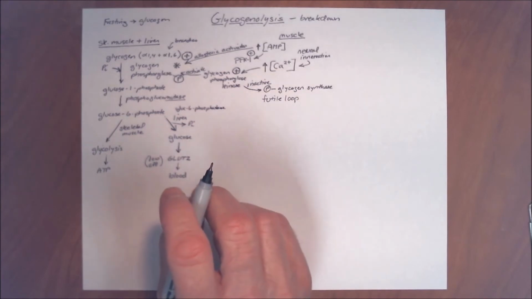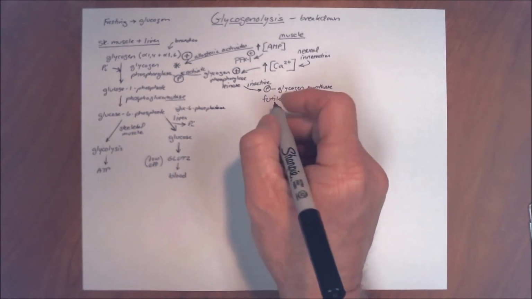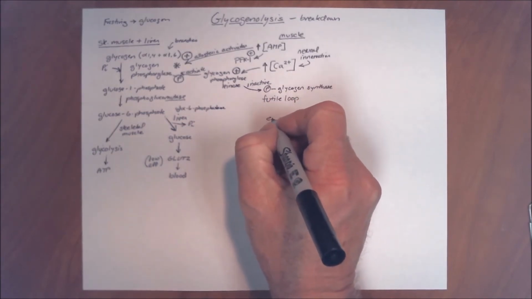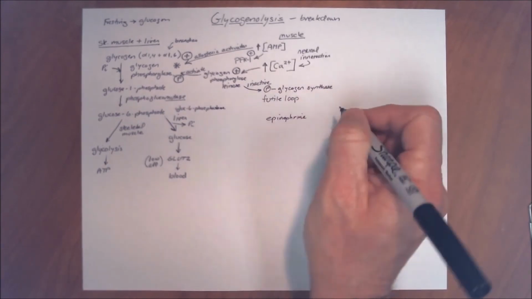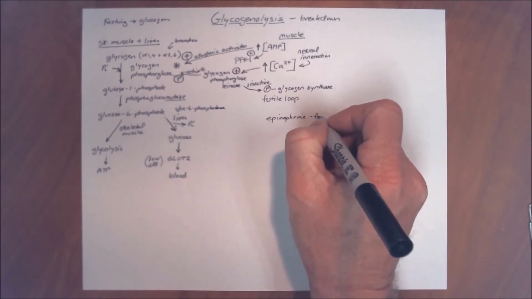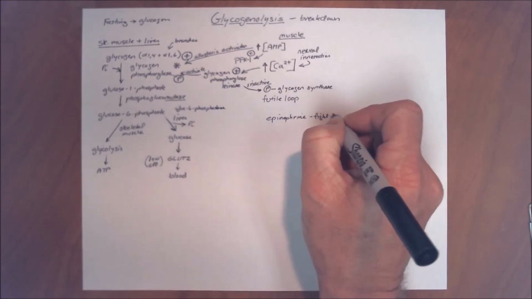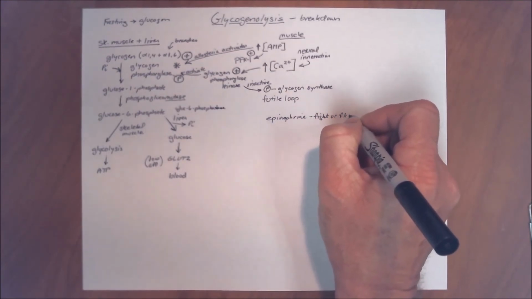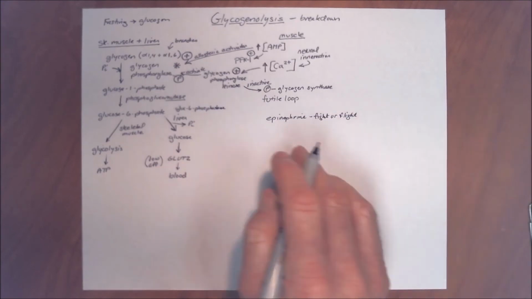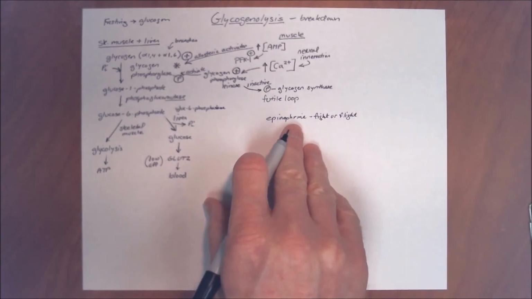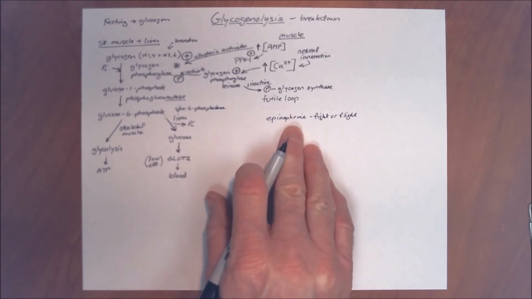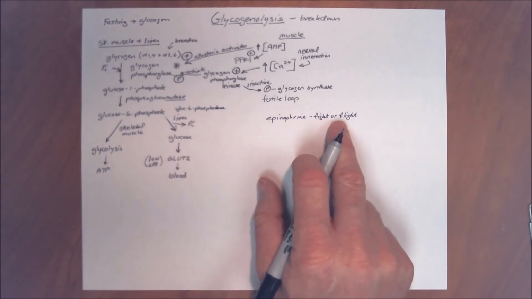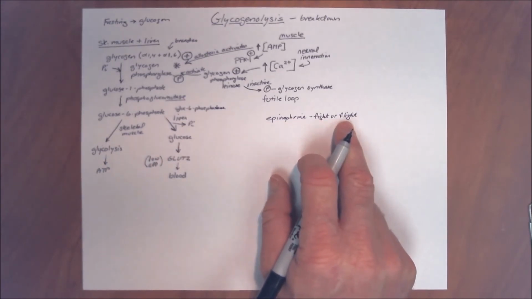Now in muscle we have another level of regulation, and that is called epinephrine. Now recall, epinephrine is the fight or flight hormone, and this is the hormone coming from the adrenal gland that is responsible for really turning up our metabolism in case we need to fight or flight from a predator.